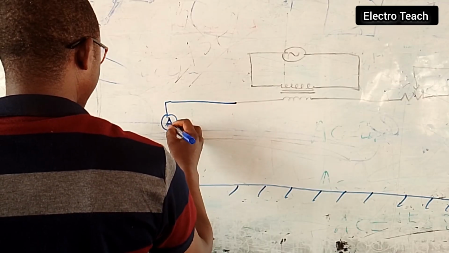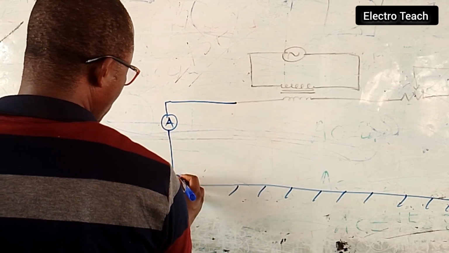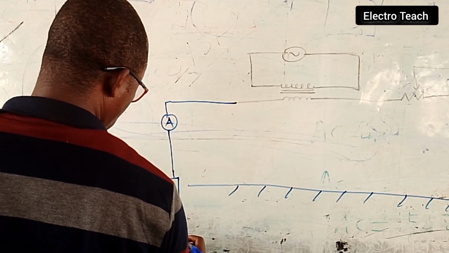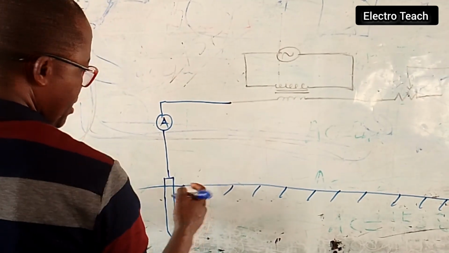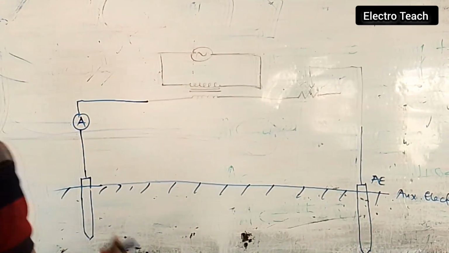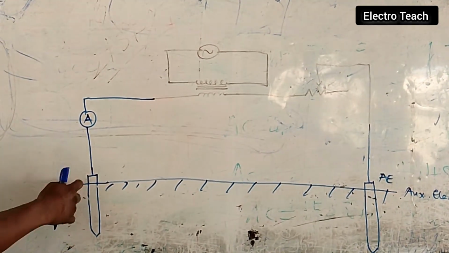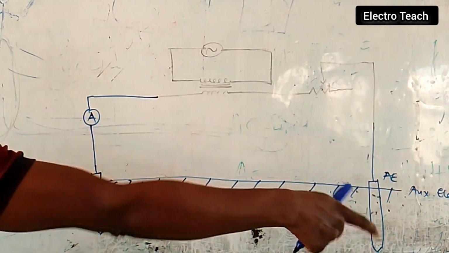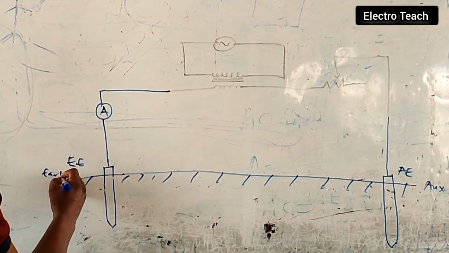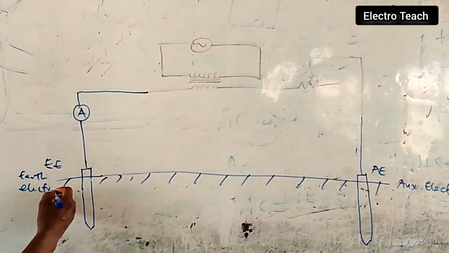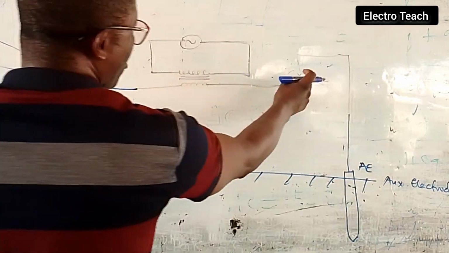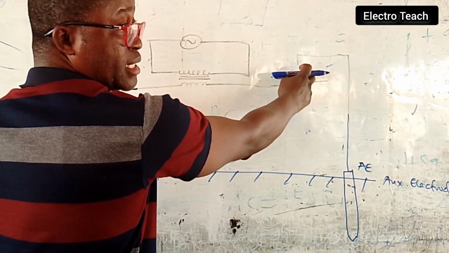We have an ammeter here. Another wire goes to another electrode, connected through the ammeter. Remember, this is soil. It means this electrode is inside the soil, isn't it? So we have the earth electrode, the first earth electrode behind the house. That is EE, earth electrode. Alright? Now, we are sending current and varying the current by means of this rheostat.